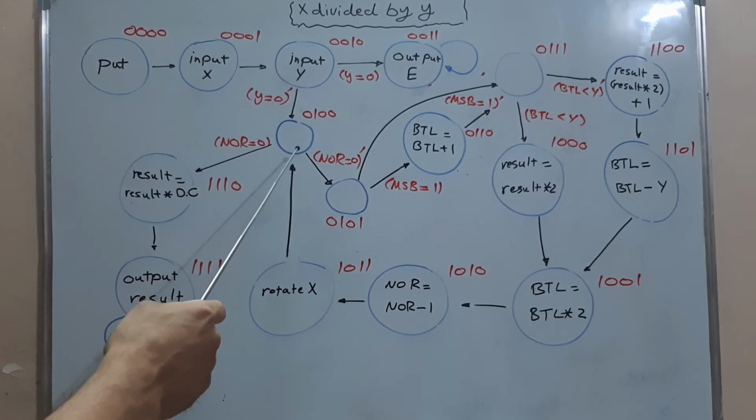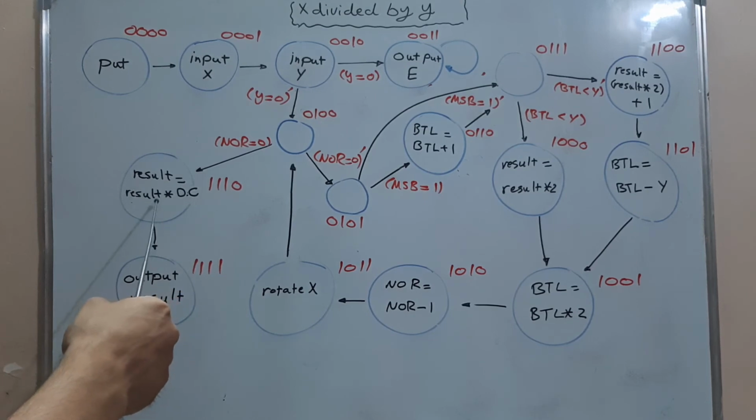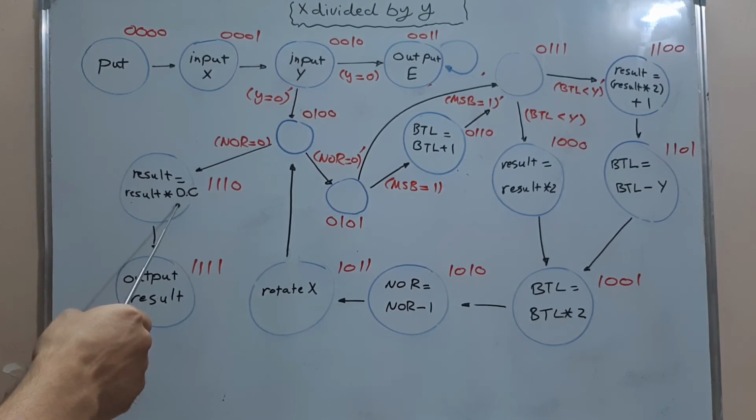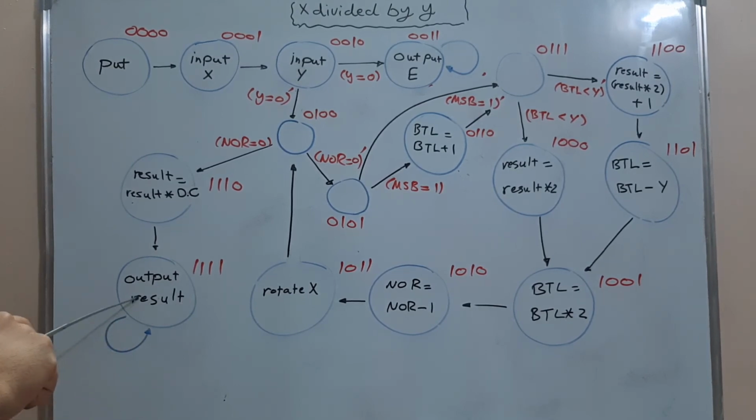But if NOR is equal to 0, then the computer system will go to state 14, where result is equal to result multiplied by dot counter, and state 14 will go to state 15 without following any condition. Then there will be the output of result, and state 15 will go back to itself without following any condition.